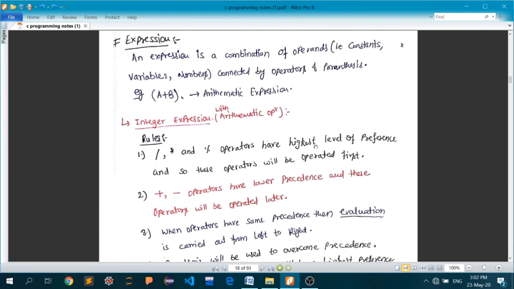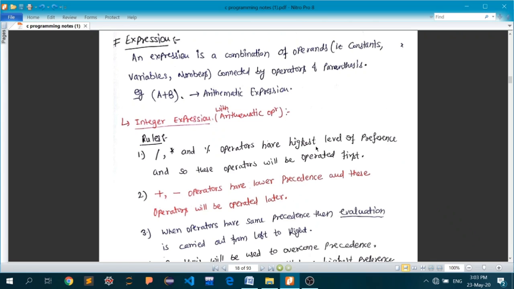Now, coming back to the main topic, that is expressions. We have already seen one example of an expression in our second lecture, in which I demonstrated what a very basic C language application looks like. In that, we added two variables together, A and B, and then assigned the result to a third variable. That complete line of syntax is actually called an expression. An expression is a combination of operands connected by operators and parentheses.